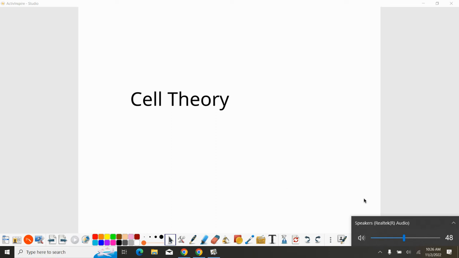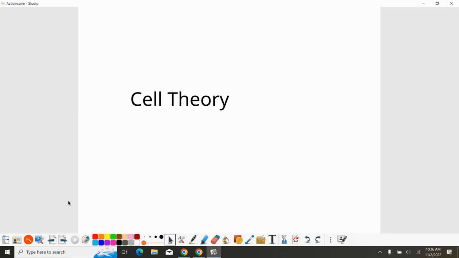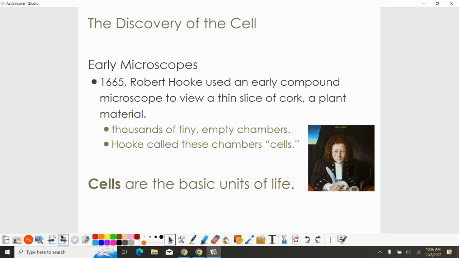So we're going to look at the first part of this new unit with cell theory and microscopes. Cell theory starts with the discovery of the cell.